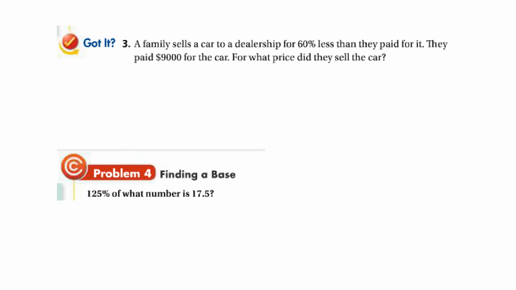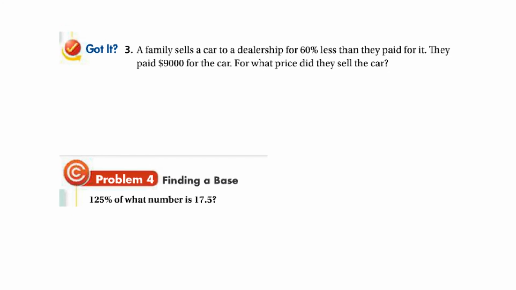Okay, so if I look at the got it problem here, a family sells a car to a dealership for 60% less than what they paid for it. They paid $9,000 for the car. So for what price did they sell it? So first, again, I'm going to set it up. I know they sold it for 60% less, so I've got 60 over 100. I want to know what 60 is of the whole price, which was $9,000.